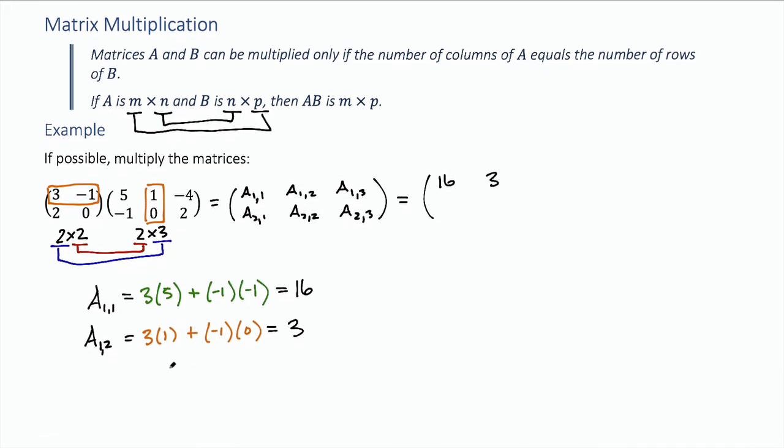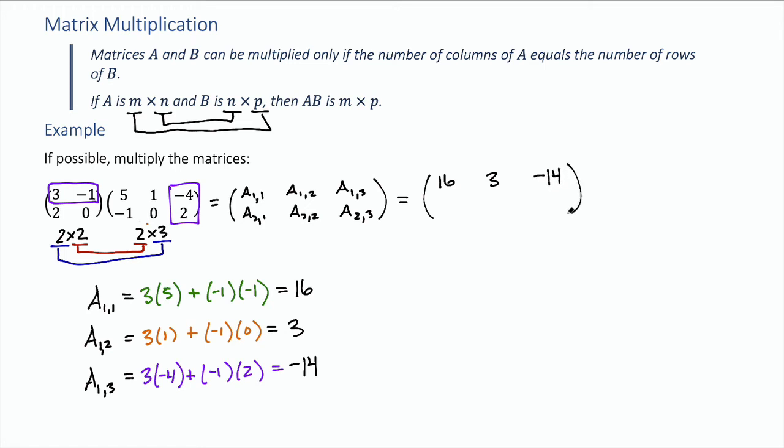Let's go ahead and do the next one, A13. Let's get rid of this marking up here and look at A13. So that's the first row, third column. Multiplying corresponding entries, 3 times -4, plus -1 times 2. So that's -12 plus -2, which is -14. That's right here. So that's how it works. That's the first row. Let's go ahead and do now the second row of our product.